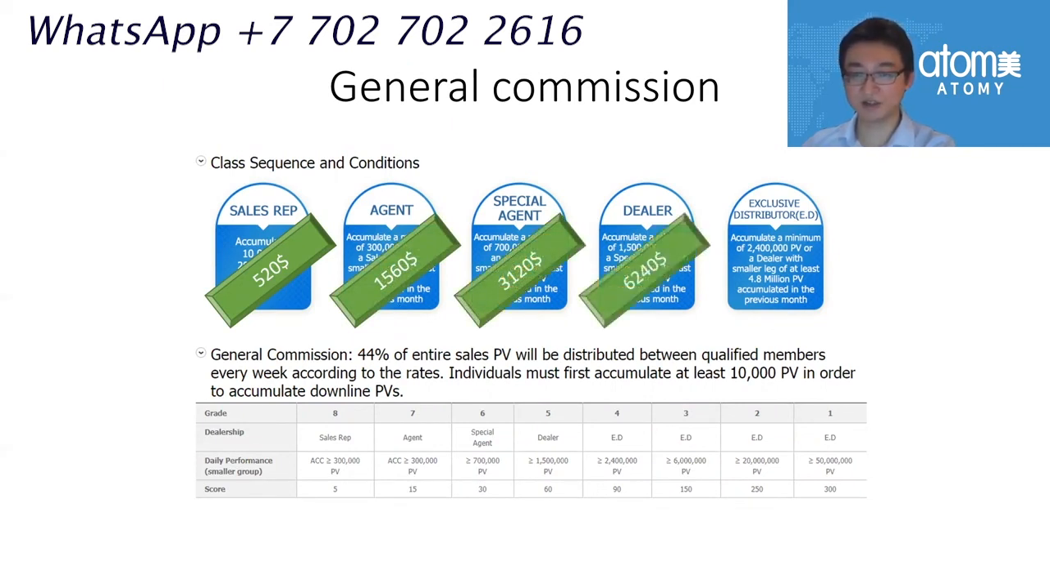Dealer, around $6,240. And exclusive distributor, $31,200. So these figures are all approximate. It can be a little bit less, a little bit more, but approximately around this amount. So general commission, the binary steps income, is one of the main sources of the income.